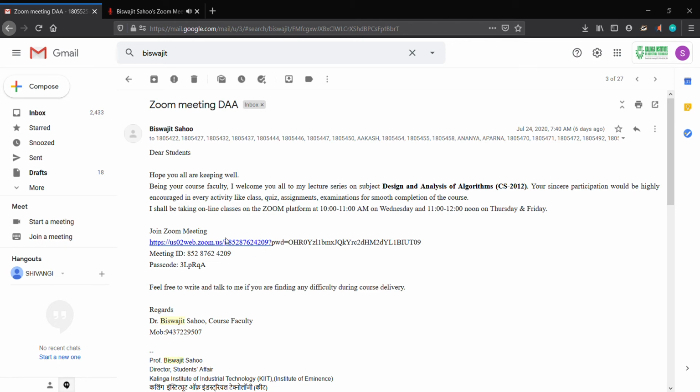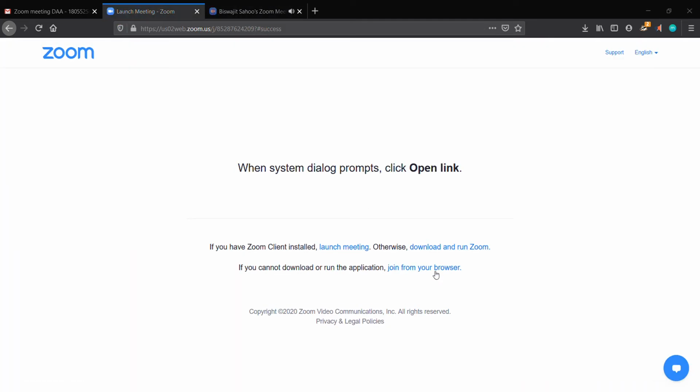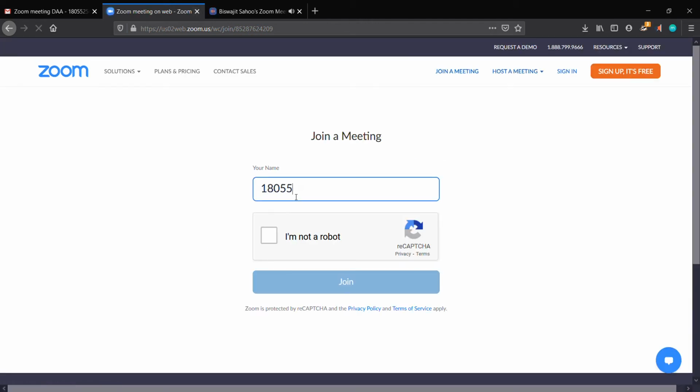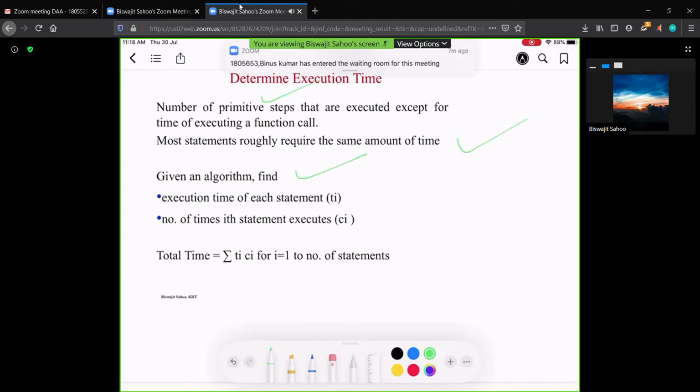Let's see in an algorithm how many primitive steps are there and how many function calls are there. The primitive steps' execution will be treated as unit time, and function call execution will be treated separately. I'll discuss it. Most statements, as I told previously, even if they take a small difference of time for execution, we will consider as requiring roughly the same amount of time. That consideration we will make again when we determine the execution times. We'll not design an algorithm right now. Given an algorithm, look at the statements.